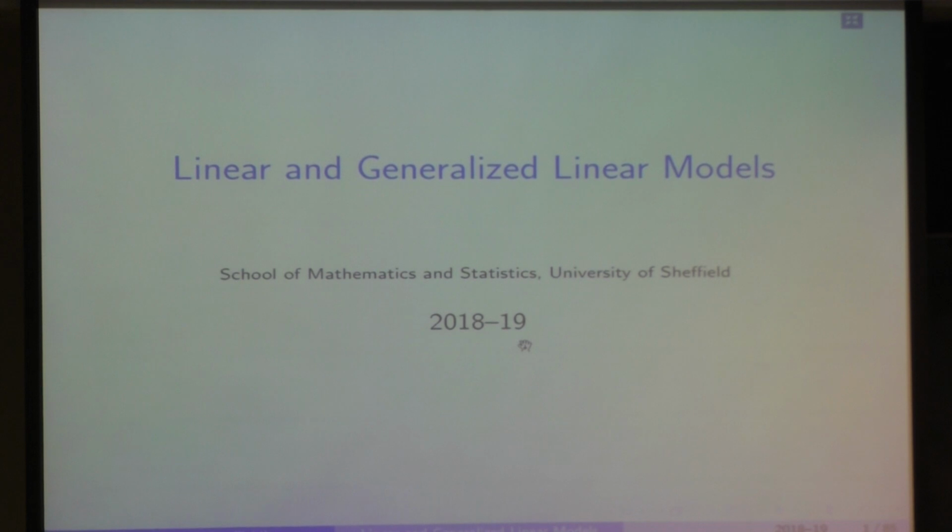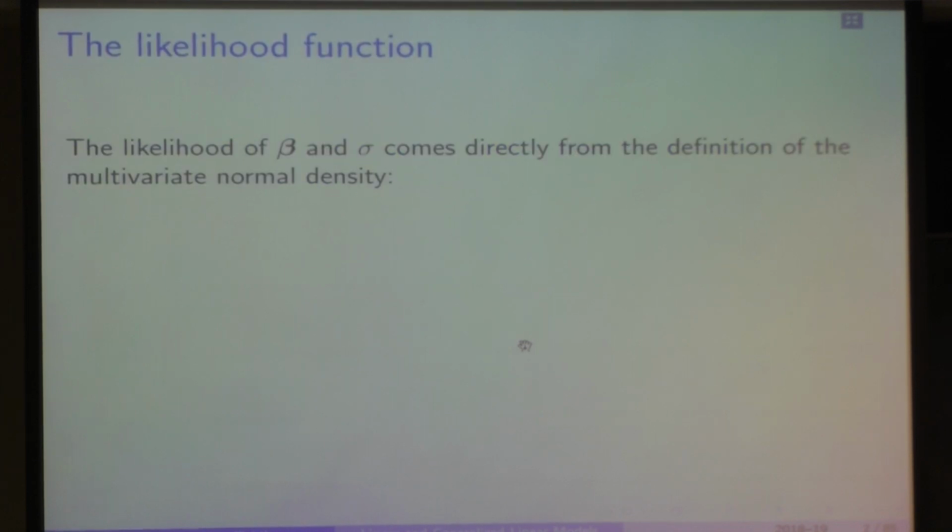Okay, so I'm going to move on to another set of slides now. And in the rest of today's lecture, I'm going to talk a little bit about maximum likelihood estimation for linear models. So we have unknown parameters given by the beta variables, the coefficients in the model, and sigma squared is also an unknown parameter, the variance of the random term.